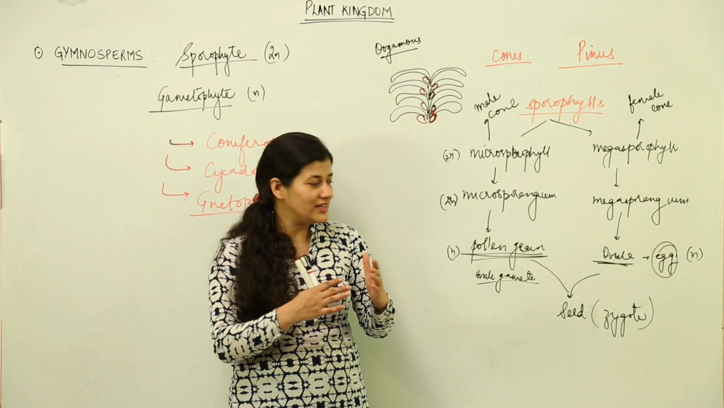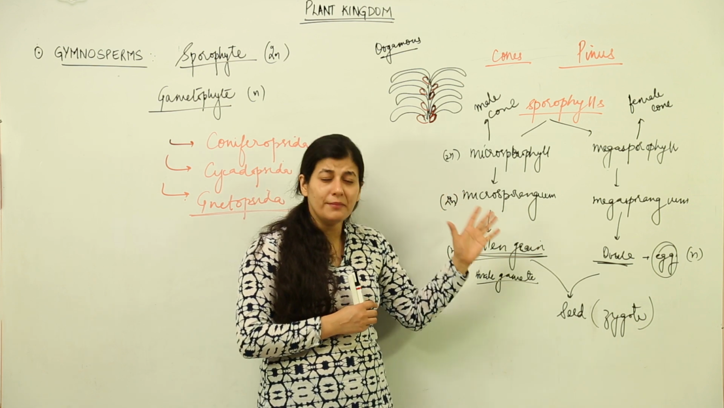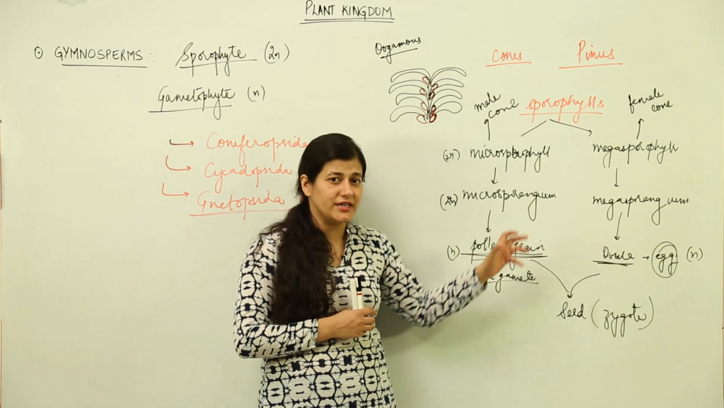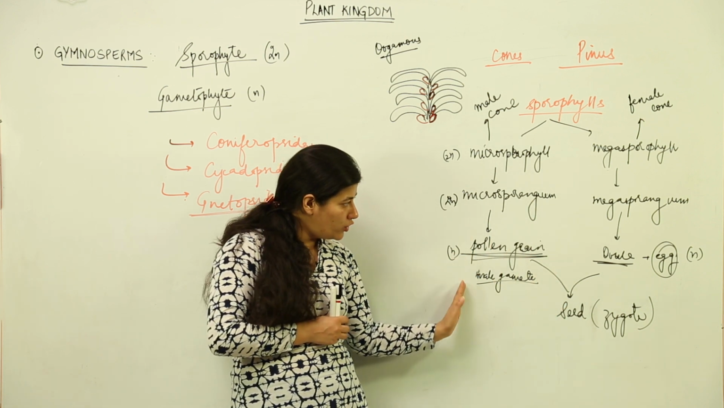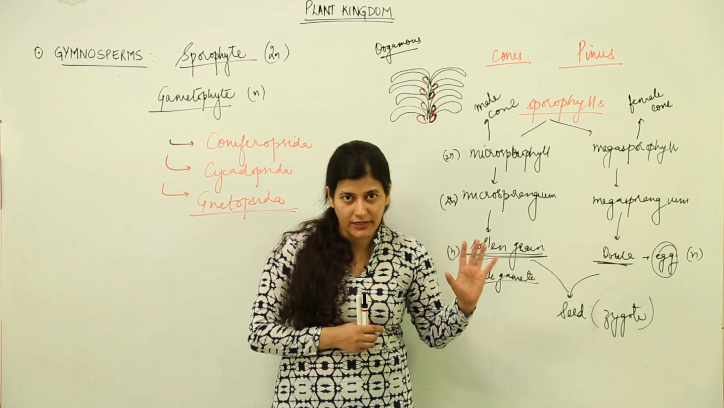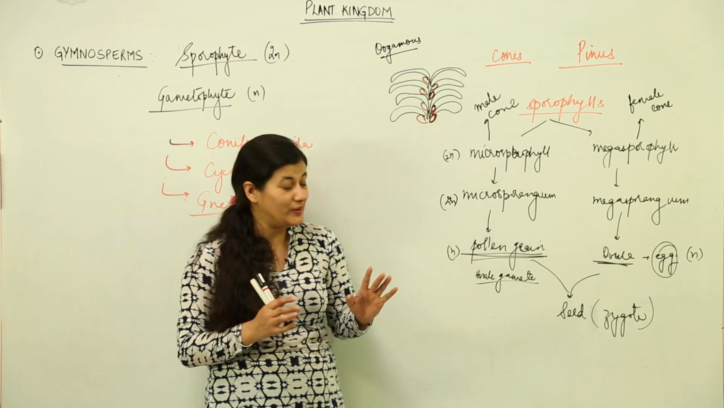I'm sorry if I'm mixing them. The male cone would have the male gametophyte, and the female cone would give rise to the female gametophyte, which are pollen grain and ovule respectively. Now I have said it correctly, you cannot question me now.